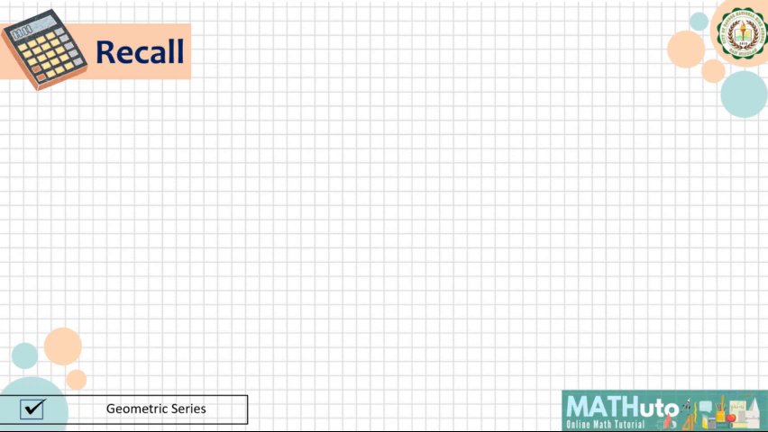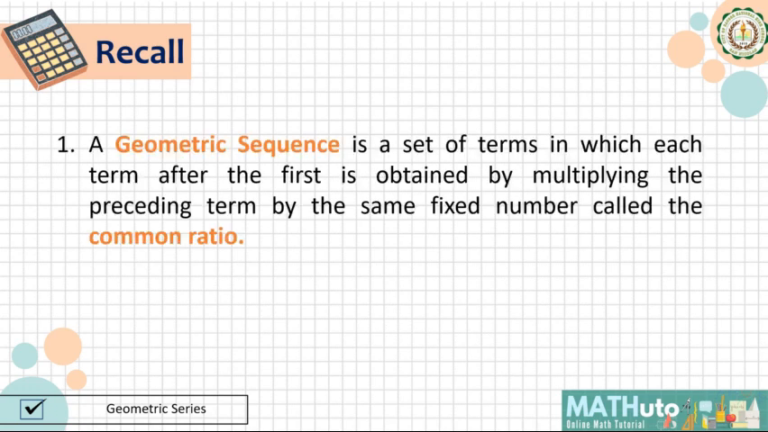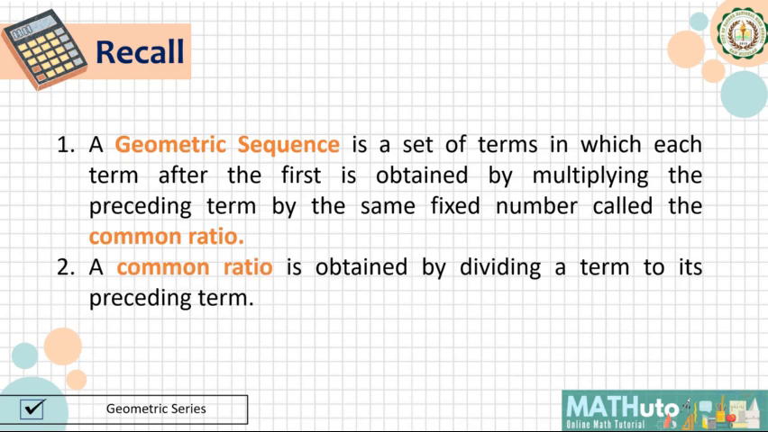As we start, let us have a quick recall of what we have discussed from the past modules. A geometric sequence is a set of terms in which each term after the first is obtained by multiplying the preceding term by the same fixed number called the common ratio. And the common ratio is obtained by dividing a term by its preceding term.